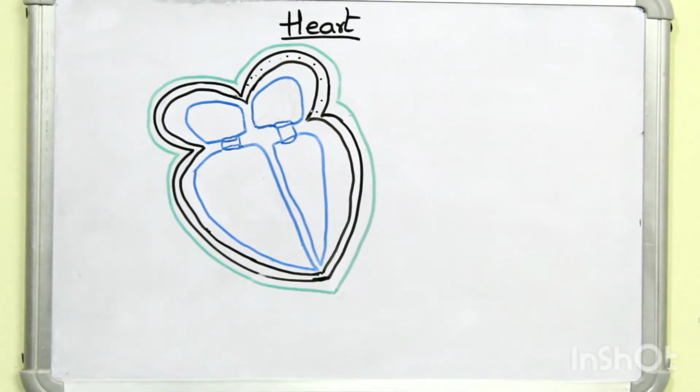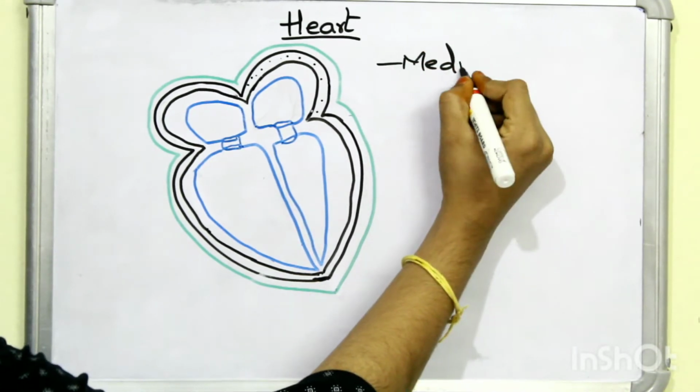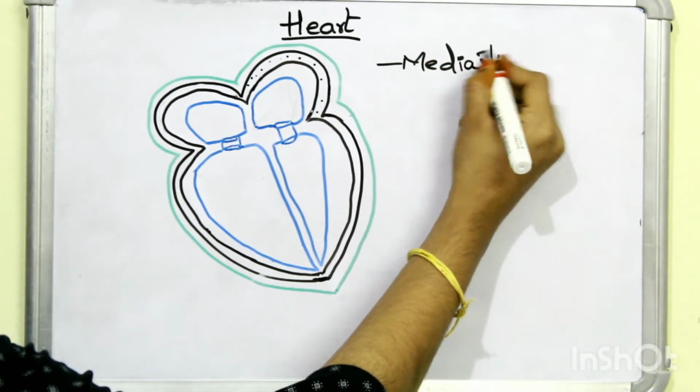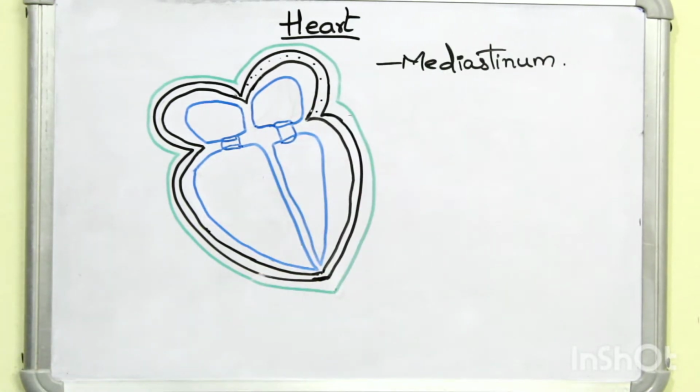Just imagine how fascinating it is. So let us know how exactly this functions. The heart has 4 chambers in humans. It is located in the mediastinum region. Now what is this mediastinum region?